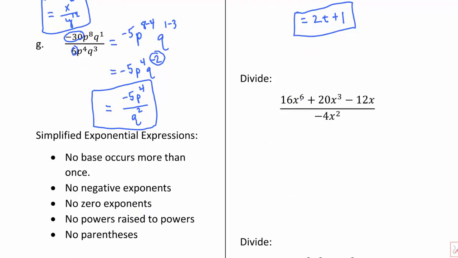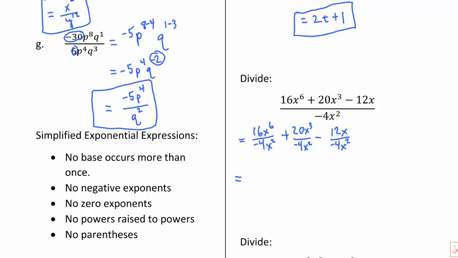Next, look at 16x to the 6th plus 20x cubed minus 12x all over negative 4x squared. Okay. This is 16x to the 6th divided by negative 4x squared plus the 20x cubed divided by negative 4x squared, then minus the 12x divided by negative 4x squared. Now notice that I can only do this because the denominator has no addition or subtraction within it. Okay. Now notice that there is a minus sign here, but that just makes this 4 to be a negative.